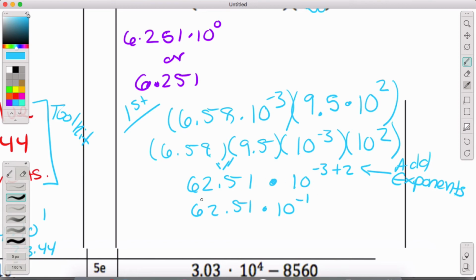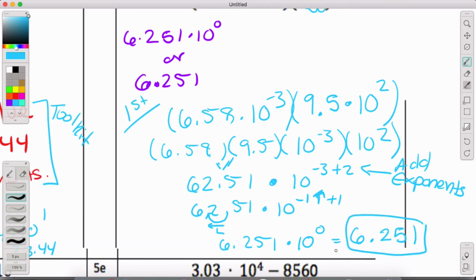Now, you're not entirely in scientific notation. In doing so, you have to move the decimal over to the left, which increases the exponent by plus 1. Negative 1 plus 1 is actually 0, so you end up with 6.251 times 10 to the 0 power, which is the same thing as 6.251 times 1, or 6.251.